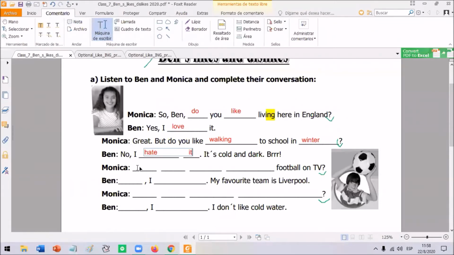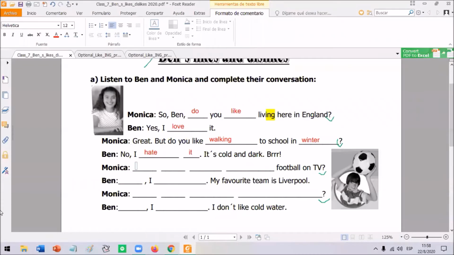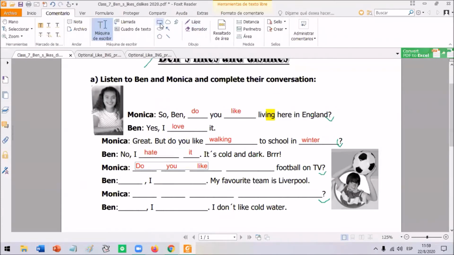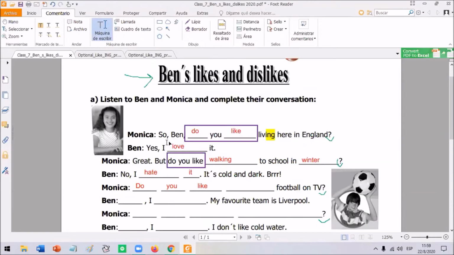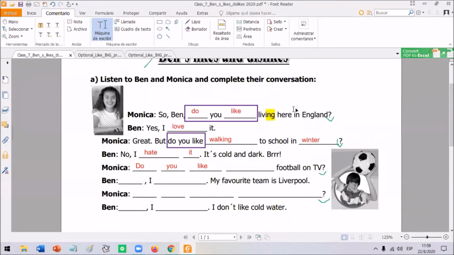So, can you tell me now? Yes, okay. The question begins with, do you like? Okay, like the ones above, yes? When Monica talked to Ben, she was always starting with the phrase, do you like? Look. Do you like living here in England? Do you like walking to school in winter? And again, we are using do you like, because it's what I was telling you before, it's the topic of the conversation. Ben's likes and dislikes.